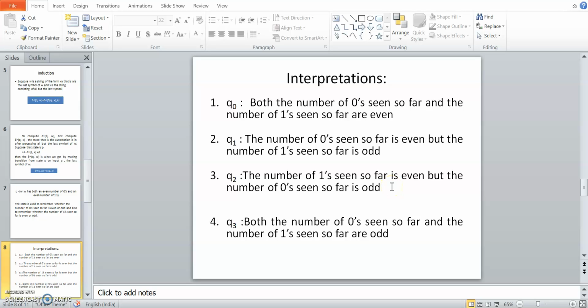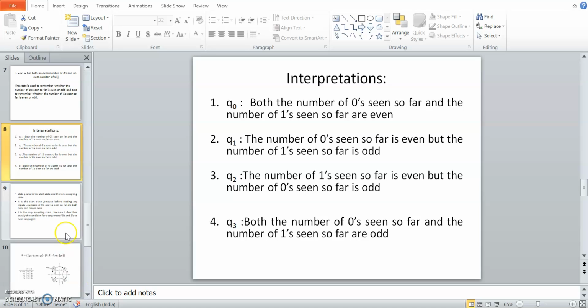One more I read. Now I was in Q1. I read one more one. So now I will see 2 ones. That is what even number of ones. But the number of zeros seen so far is odd. That is another case. One more interpretation, both number of zeros seen so far and the number of ones seen so far are odd. So these many possibilities are there while solving this example.